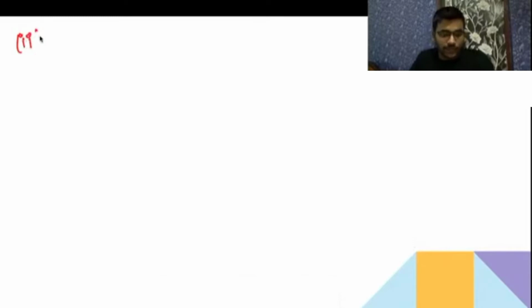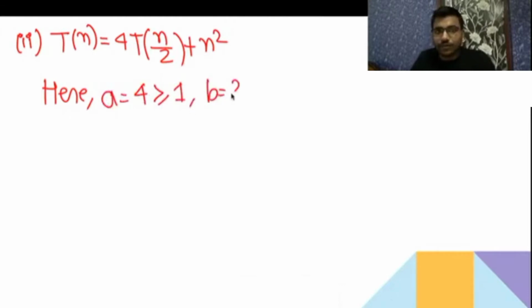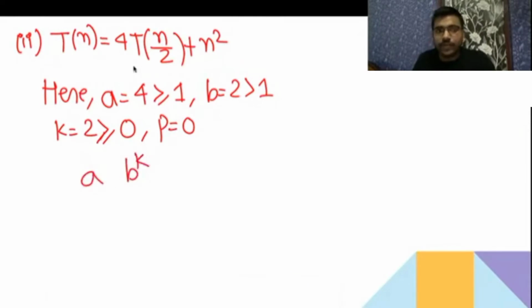Okay, next one is Tn equal to 4T(n/2) + n square. Here a is 4, which is greater than or equal to 1, b is equal to 2, which is greater than 1, k is again 2, which is greater than or equal to 0. P is equal to 0, which can be any natural number. Now we are going to compare a and b to the power k. a is 4, b to the power k is 2 squared, which is 4. Now it's equal, a equal to b to the power k, which means condition 2.